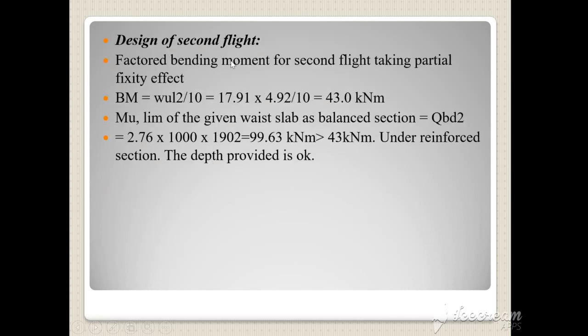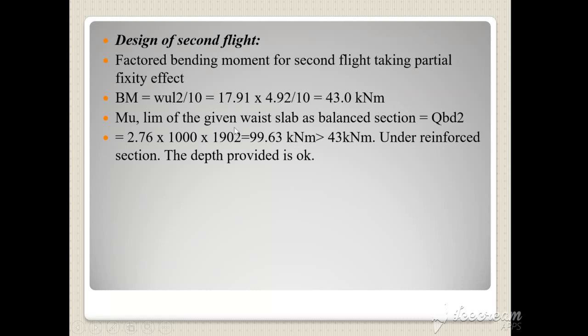So now the design of the second flight. So factored bending moment, first flight and second flight, there is a typical design. So the factored bending moment of second flight taking partial fixity. If you are assuming it simply supported, then WL square by 8. Otherwise, for partial fixity, WL square by 10. W is your Wu, that is your design load. So this is the design bending moment.